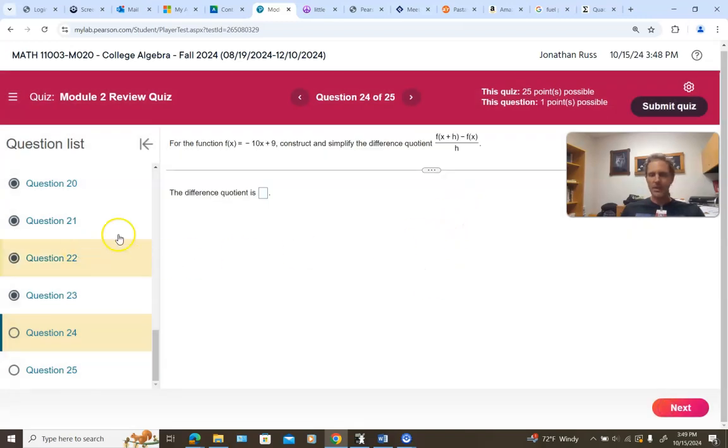Okay, so the last couple deal with the last things that we covered in class, the difference quotient. And guys, I'm going to give you a hint on this one, just because I don't want to work it all out. This is a linear function.